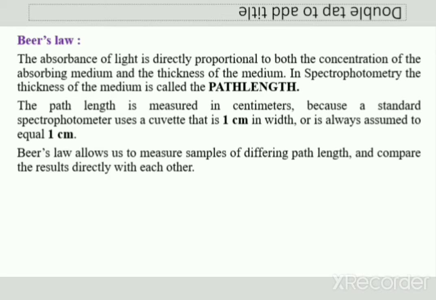So this Beer's law allows us to measure samples of different path lengths and compare the results directly with each other. Suppose we use media of different path lengths, or different thicknesses. And by that, if you want to determine the path length of that sample or medium, you can use this law also.